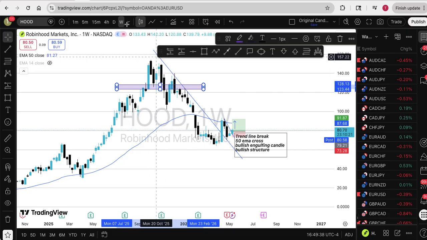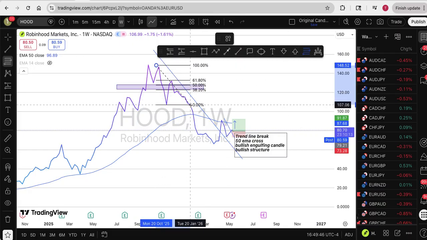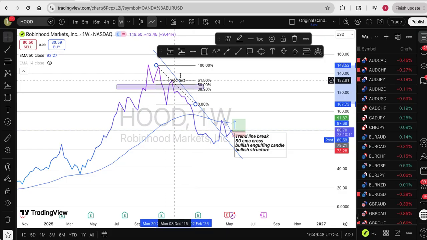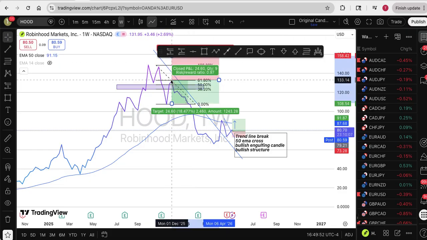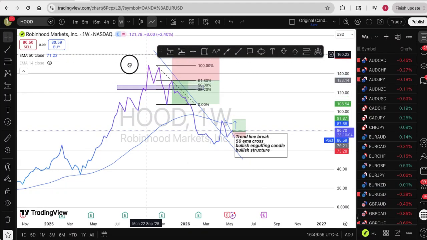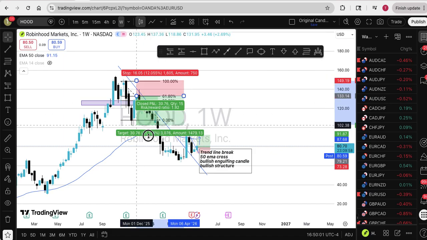It created this resistance pattern. Maybe it failed to create a higher high, but then it created a higher low. There were multiple ways to enter this market, right? We could have entered here, something like that, just at that 61.8 percent, put our stop loss here, and then we see how price moves, right?